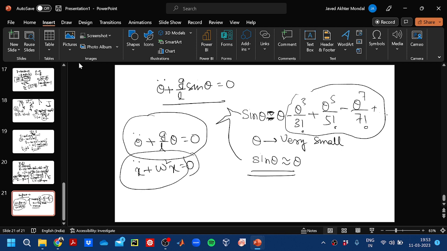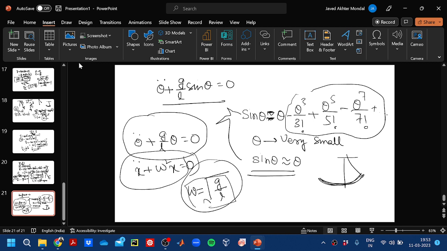And what will be the frequency of this pendulum motion? The frequency will be root under g by L. This is the frequency with which the pendulum will oscillate, and it doesn't depend on the mass. That means whatever the mass of the bob is, the frequency will always be the same. It only depends on the length of the pendulum, or the length of the thread.